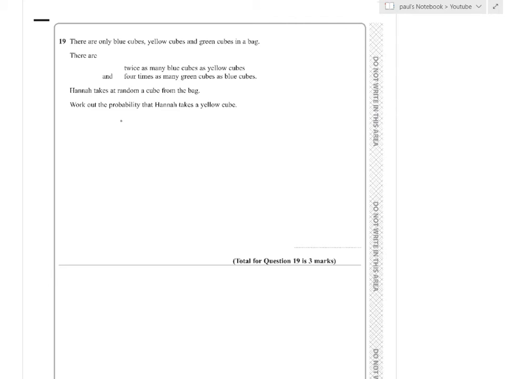So we've got blue, yellow and green. There are twice as many blue as yellow. So x, 2x. There are 4 times as many green as blue. So this will be 8x.